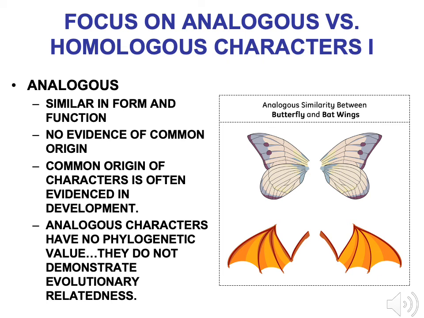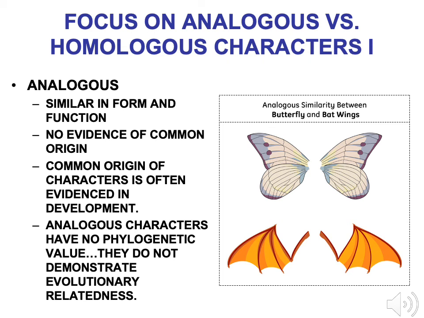The common origin of characters is often evidenced in development. So let's take a look at butterflies' wings and bat wings. Butterflies and bats are not related. There's a whole slew of characteristics that prove that there are no significant degrees of evolutionary relatedness between butterflies and bats. However, butterflies have wings, bats have wings, and those wings allow the butterfly or the bat to fly. So these are structures that have similar form and definite similar function, but have no evidence of common origin.